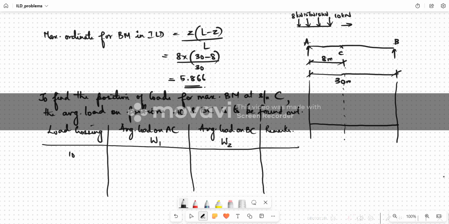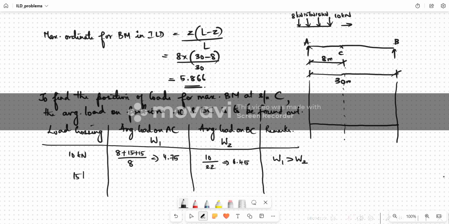Now the first load is 10 kilonewton. All the loads are moving from left to right. Suddenly 10 kilonewton crosses. Average load on AC is 8 plus 15 plus 15 divided by the length of that section, which is 8 meters. So this gives you 4.75. Average load on BC is, only 10 has crossed, so 10 divided by 22, which is equal to 0.45.